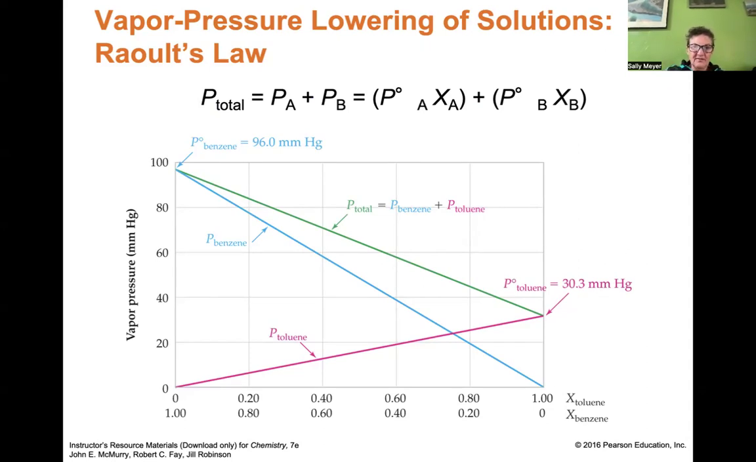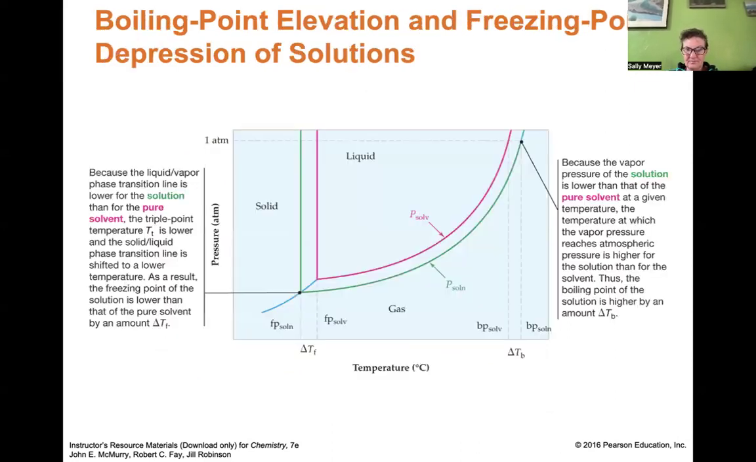And then the same thing, if you have pure benzene on the left-hand side, its vapor pressure will decrease as you add toluene. So you can add those two together and get the total vapor pressure above a solution where both components are volatile, by adding together the individual pressures that you've calculated from Raoult's law for both components of the solution.